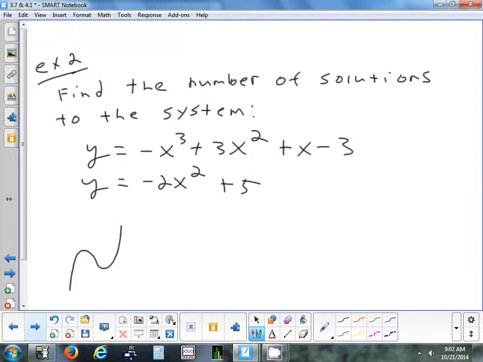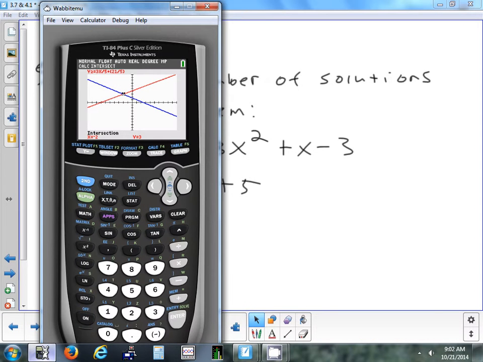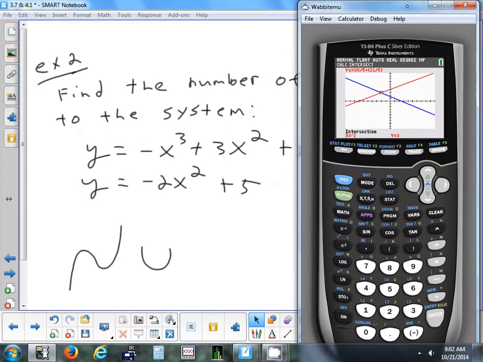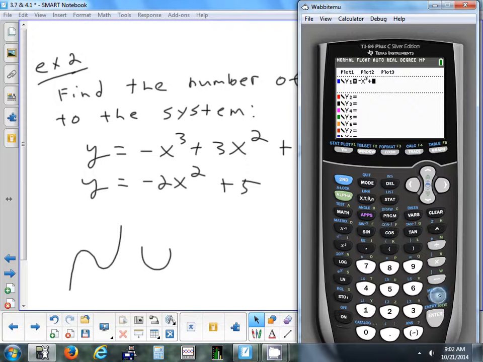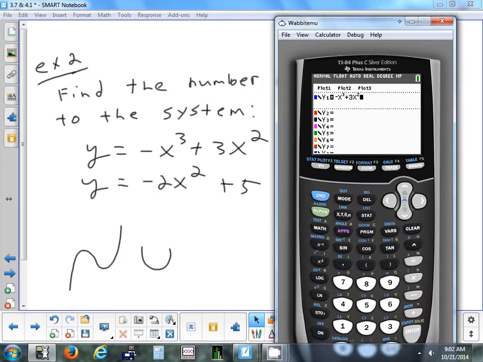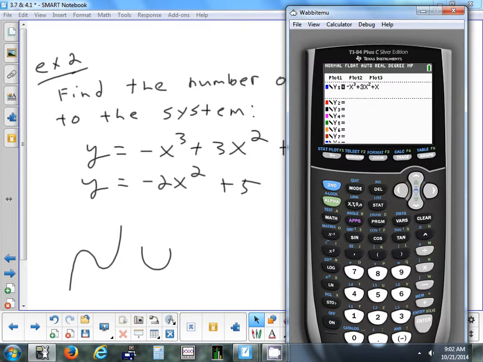How about quadratic? Go ahead, yeah. You can only turn once. Okay, so quadratic, that's a parabola shape. So we could have quite a few intersections here. All right, let's graph them and see what we got. All right, so we got negative x cubed plus 3x squared plus x minus 3. And then negative 2x squared plus 5.